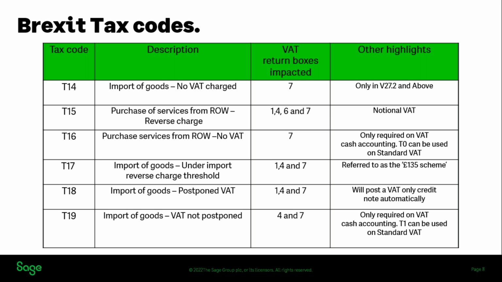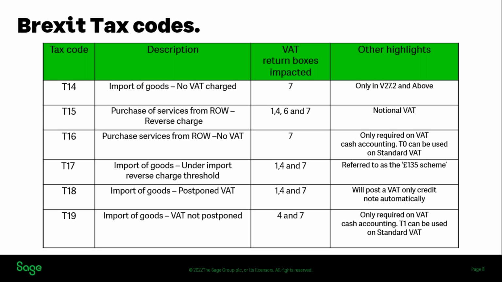The next 2 are purchase of services, and this depends on whether or not there's VAT applied or not. So T15 is if there's VAT applied and we need to reflect reverse charge, as you can see in the other highlights, there's notional VAT involved here, then we can use a T15. And this T15 will impact boxes 1 and 4 with the VAT value, so they effectively cancel each other out, and boxes 6 and 7 with the net value, again, so they effectively cancel each other out here.